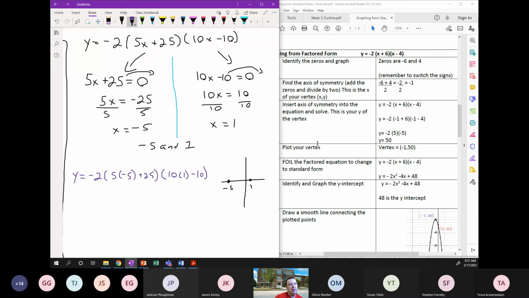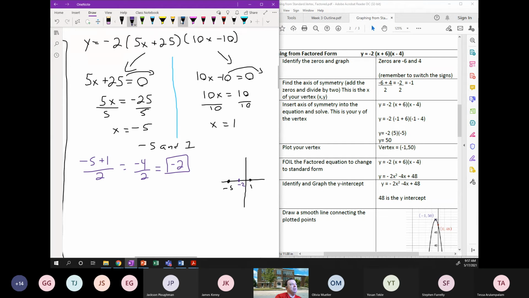What did I just do wrong? I didn't add them together. Add them together, divide by 2. I got one step ahead of myself, I was thoroughly confused as I was writing that. So -5 plus 1 divided by 2, -4 divided by 2 equals -2. So that's our axis of symmetry at -2.